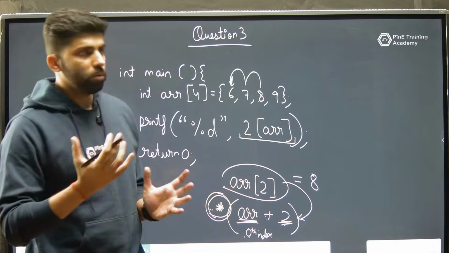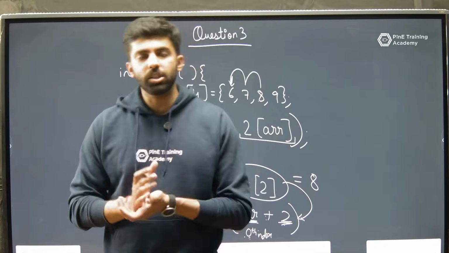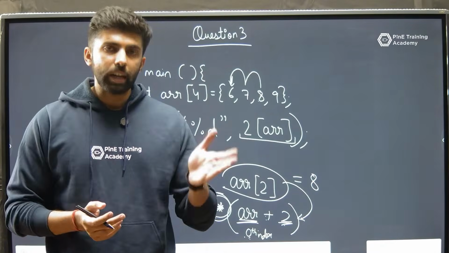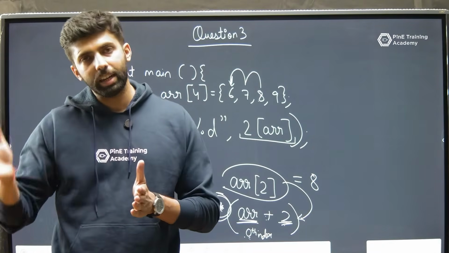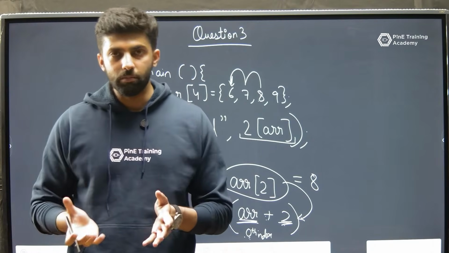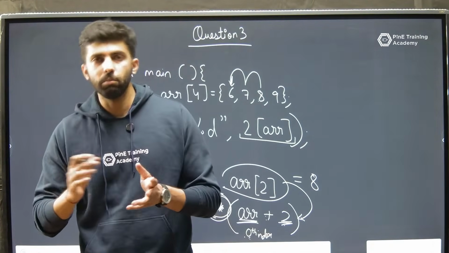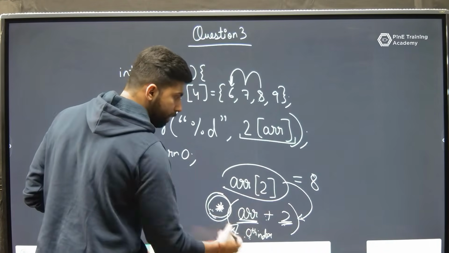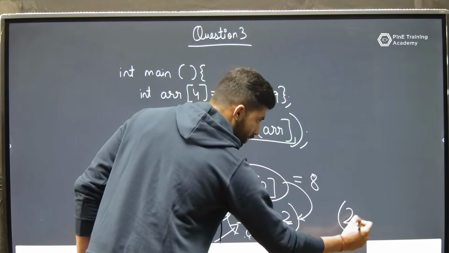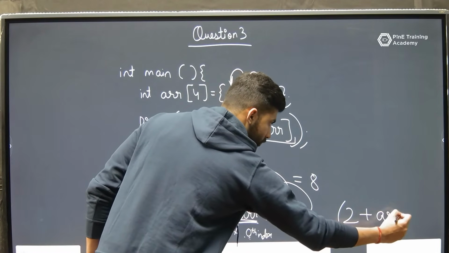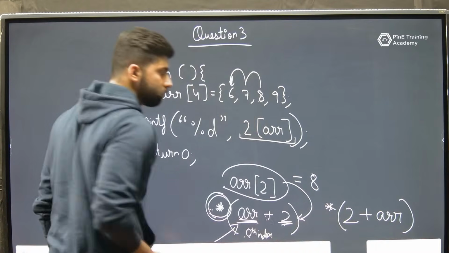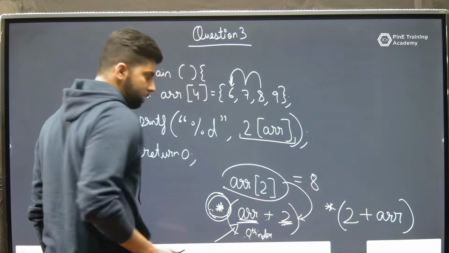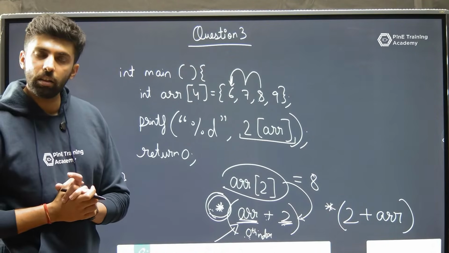But you know that in addition, the order of operands doesn't matter. If we write 3 plus 2 or if we write 2 plus 3, both are the same, right? Similarly, I can rewrite this particular thing: if I write ARR plus 2 or if I write 2 plus ARR, they both are the same thing.